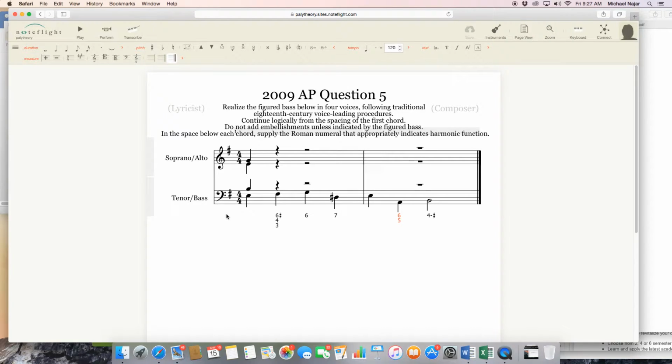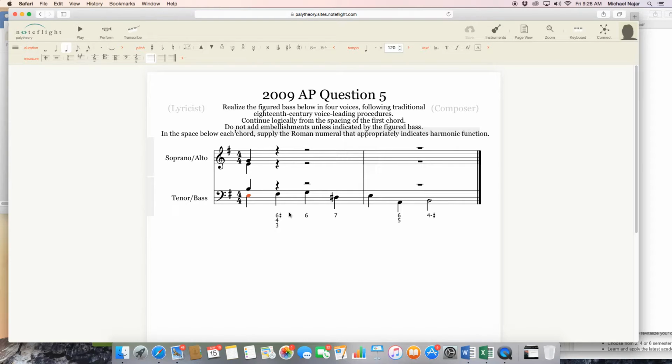Okay, so the first thing you should ask yourself is, what key is this in? Well, you might say, oh, it's G major, but you can clearly see that it starts on an E minor chord and that there is a raised seventh scale degree. That raised seventh scale degree would indicate that we're not in G major, we're in E minor. So think in E minor.